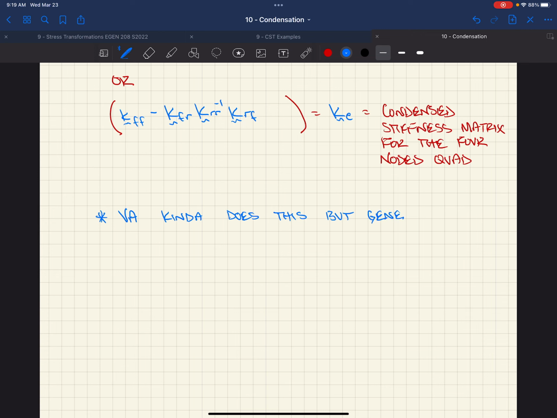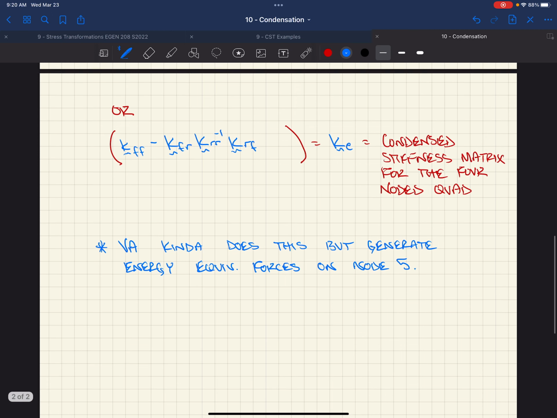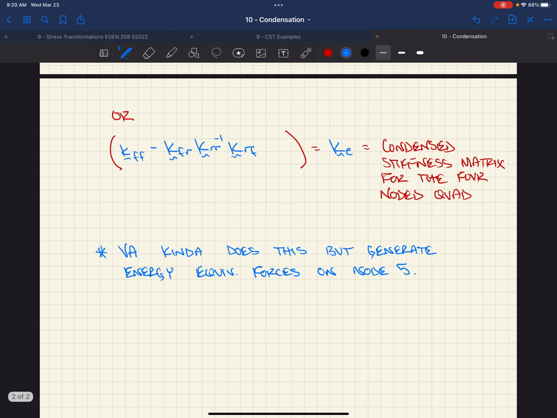Because they actually generate loads. I was talking to Adam about this. And so what does VA do? Well, they generate that 5th node. It ends up being at the centroid of that quadrilateral, right? So that node 5 gets developed.